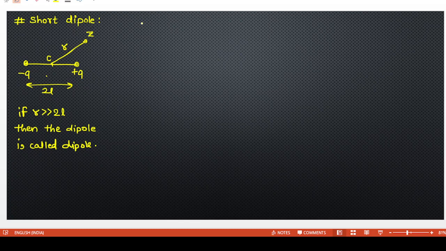Now let us find electric field due to short dipole. Next heading: electric field due to short dipole. First bit, at a point on axis. First point is at a point on axis.